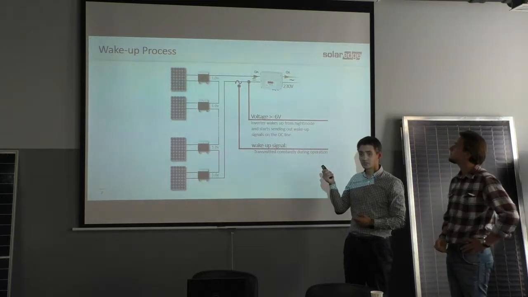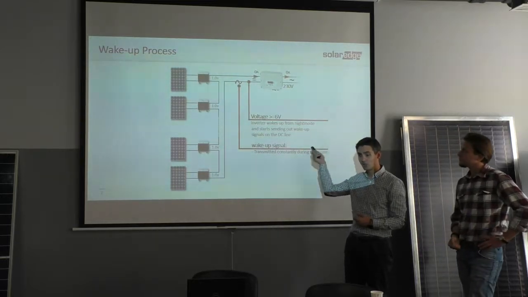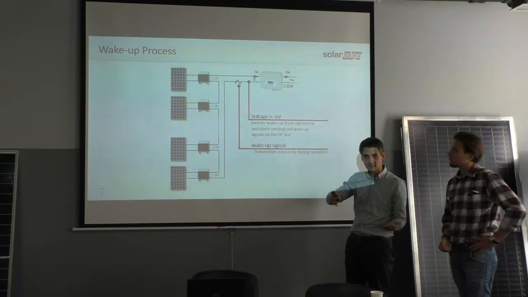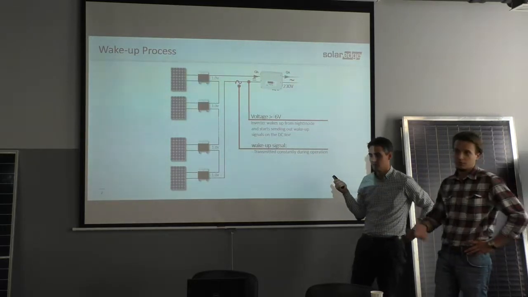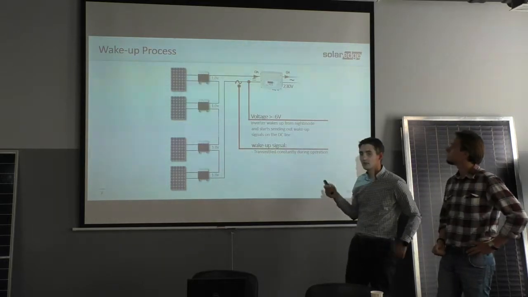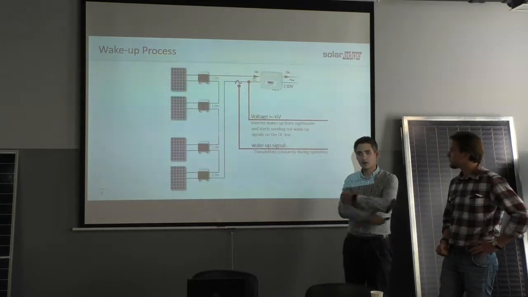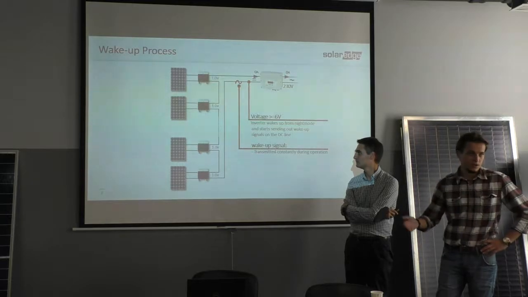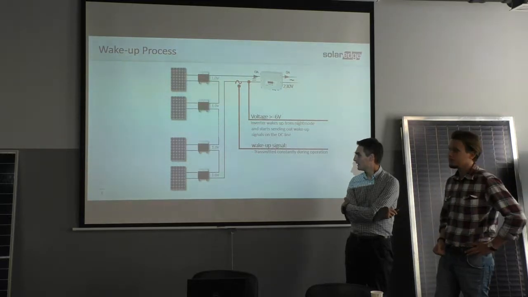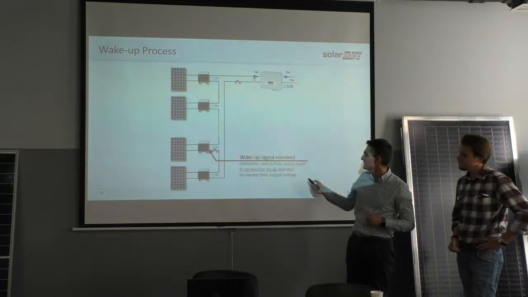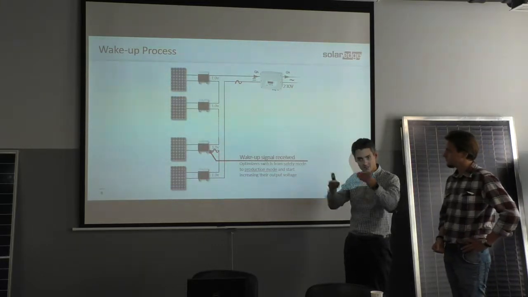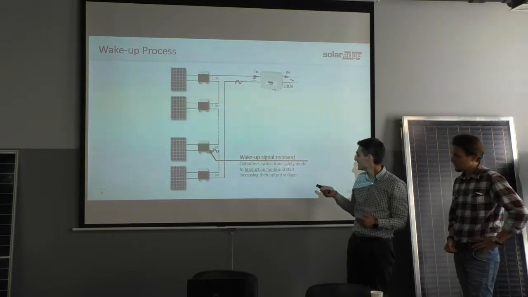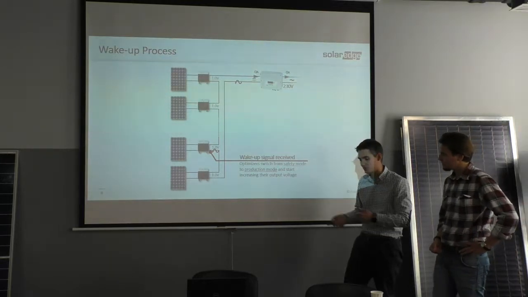If the inverter is not working because it is disconnected, because there is no grid or the grid is unstable, the wake-up signal is also not sent to the optimizer. But when the optimizers get the wake-up signal, they start searching for the MPP for every single module separately. So it changes from safety mode to production mode.